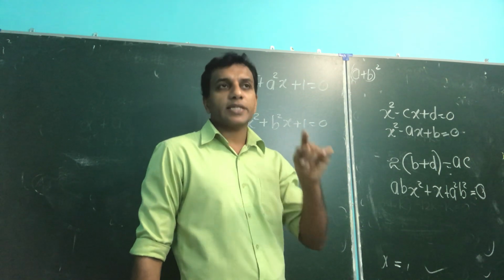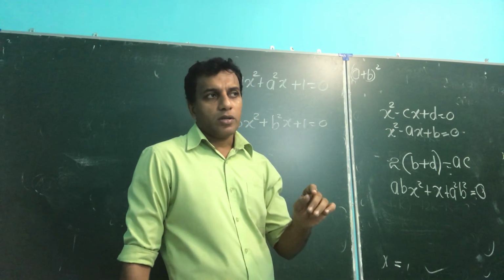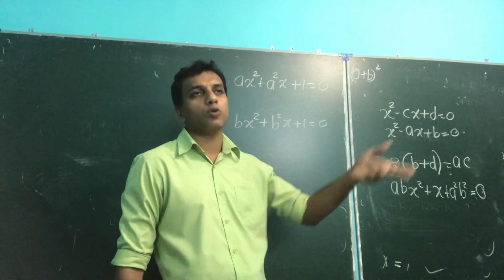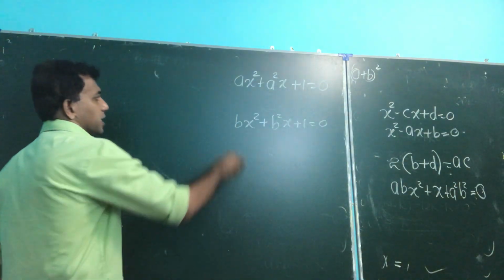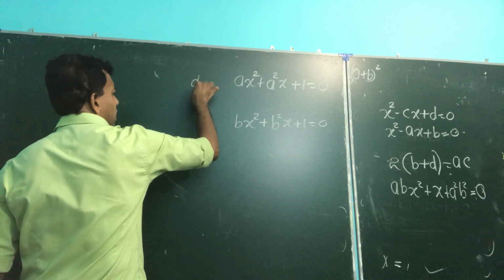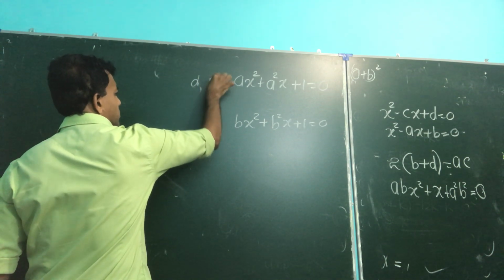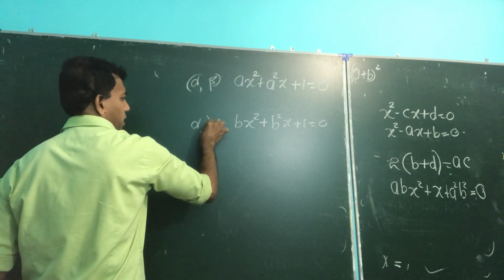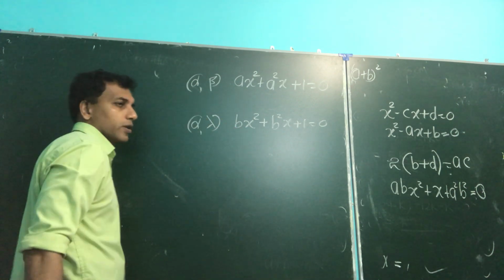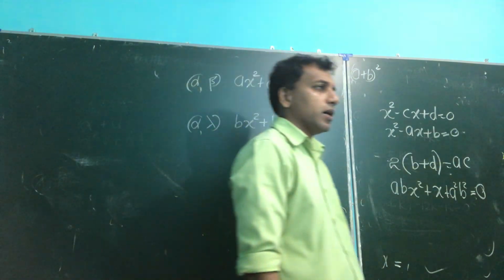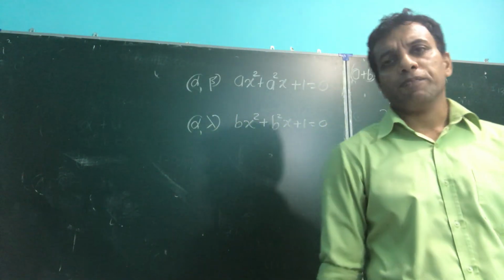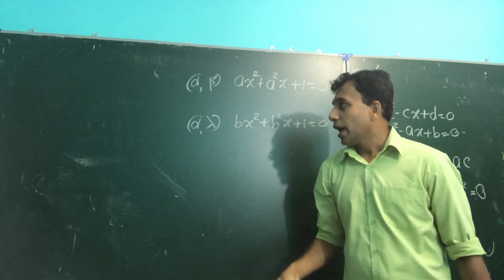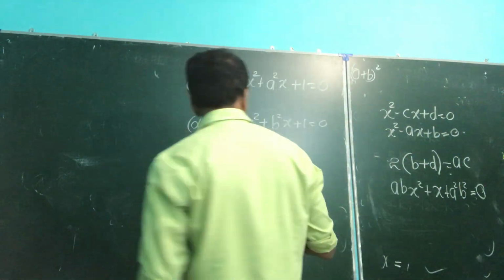Or also they say the equation has the other roots as solution. For example, see here, I take alpha comma beta for this, and here alpha comma lambda. So alpha is the common root, right? And later, we can get some relation.